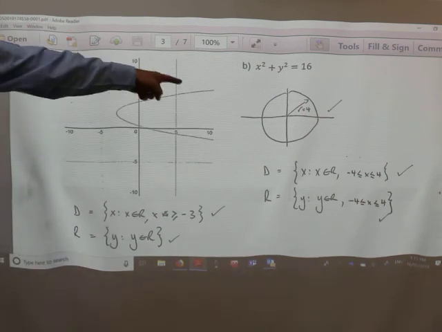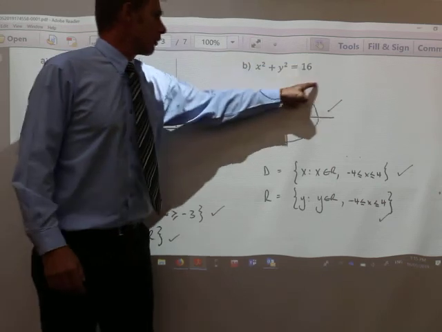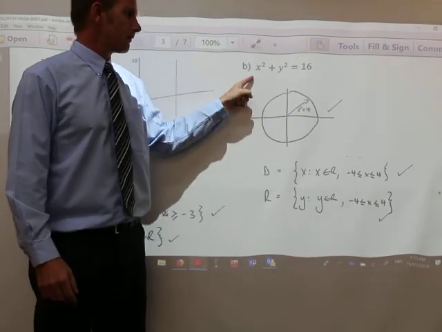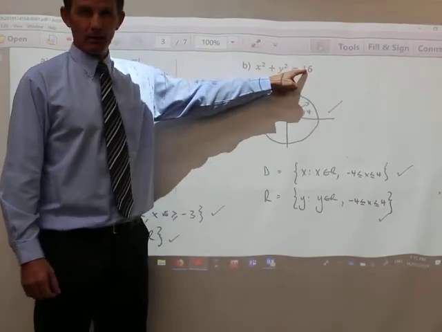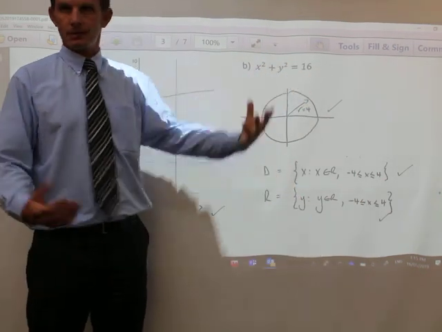Nothing more needed. Over here, a little bit more tricky, we had to know what this looked like. So this is going to be our circle graph. Remember, this is really r squared. So therefore this is 4 squared, that's our radius.